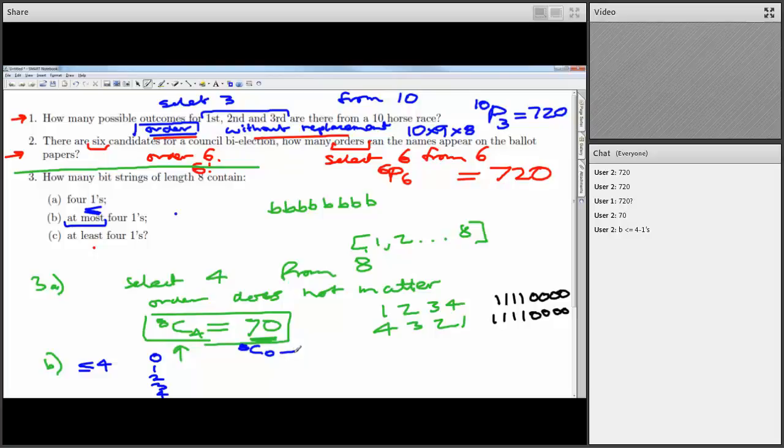Alternatively, I want to sum, otherwise I'll have 1. So out of my 8 positions, I want to choose one of them to be the 1. Or I can do the second position, or I can pick 2 to be 1s, or 3 to be 1s, or I could pick 4 of them to be 1s. So that's pretty much what my expression is going to be.